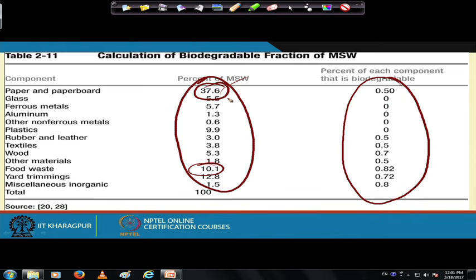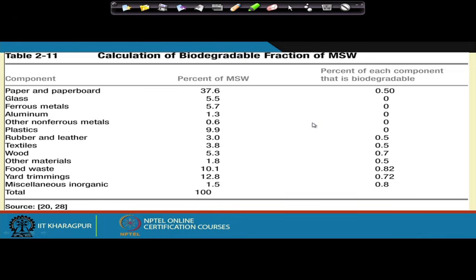Nearly 50% of the paper and cardboard is biodegradable, 82% of food waste is biodegradable, and 72% of the yard trimmings are biodegradable. So not even 100% of the food waste; around 17-18% of the food waste is not biodegradable. This is just to illustrate those points. Let's stop over here, and then we'll look at the thermal characterization of the waste.